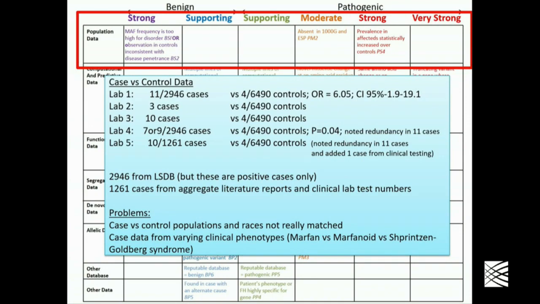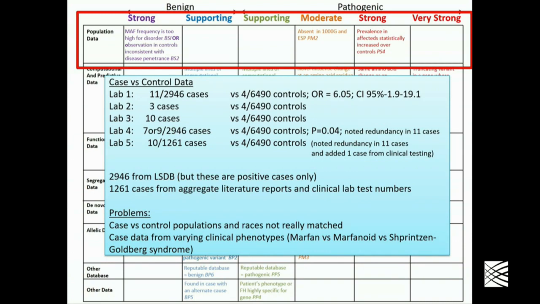First, you can look at case data and control data. Each of the labs went out looking for this data in the literature. Lab 1 found 11 cases out of a total of 2946 compared, and at this time we had access to ESP. This was before ExAC, this particular case that we did, and they actually calculated an odds ratio based on this data. Lab 2 only found 3 cases in the literature, so this is a challenge right here.